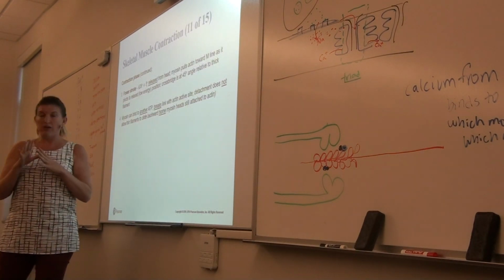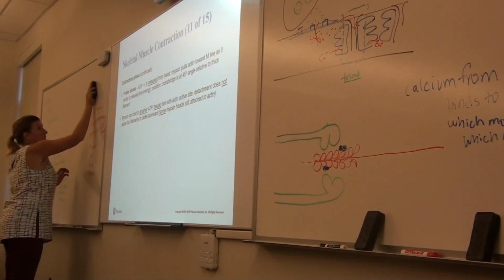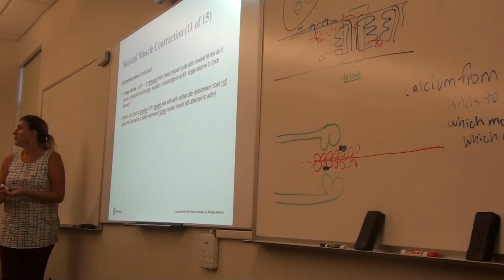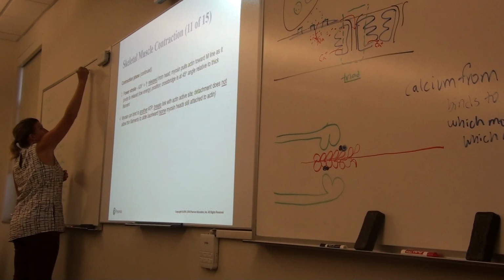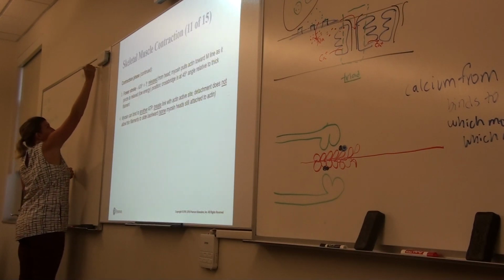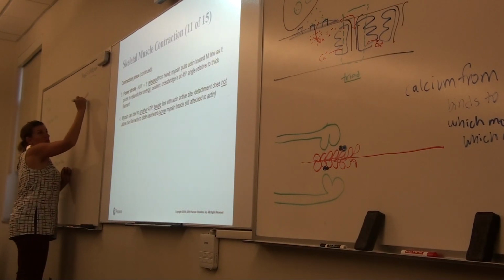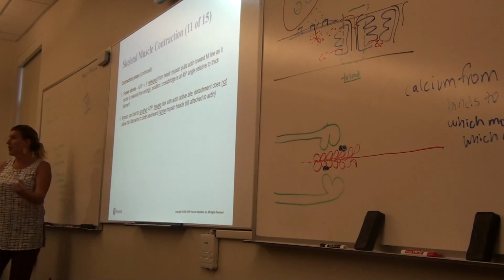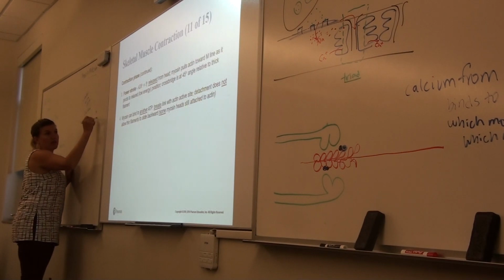So let's kind of diagram this out. I'll use the board over here. So let's look at the life cycle of a myosin molecule. It's loaded with ATP, right? We say that it's cocked, right? It's ready to attach. The active site is revealed.